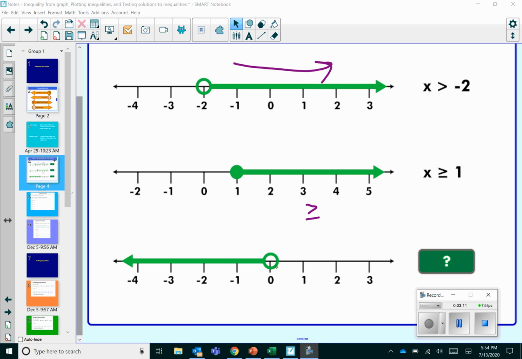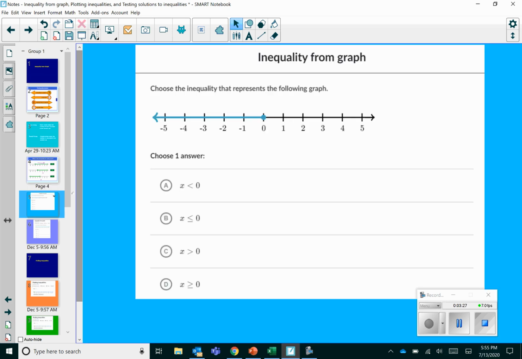Last but not least, we've got an open circle to the left, which means we're going to be using the symbol less than. And since my open circle is on 0, x will be less than 0. Okay, let's try a couple more of these. These are some of the problems that you'll see in Khan Academy.